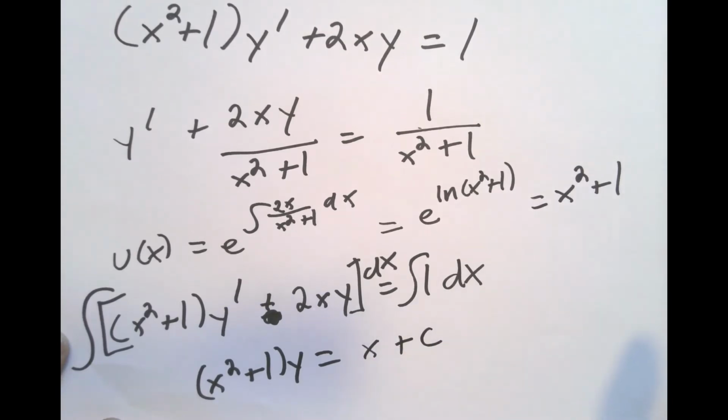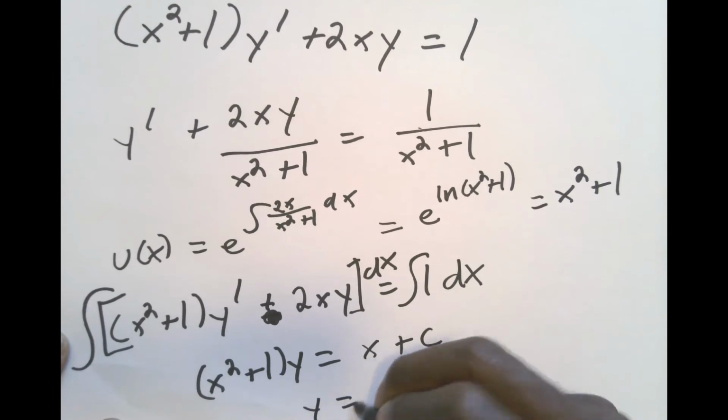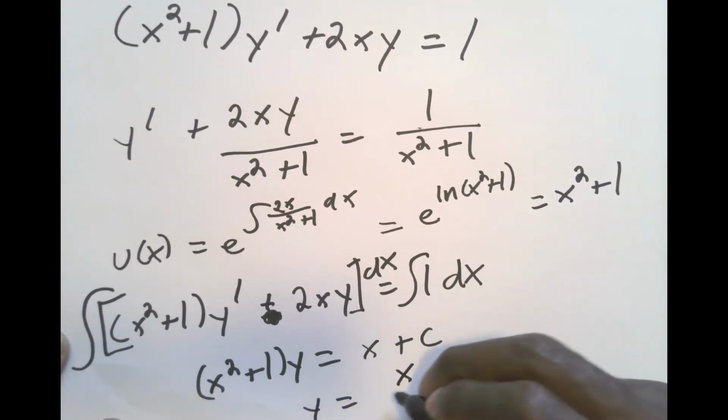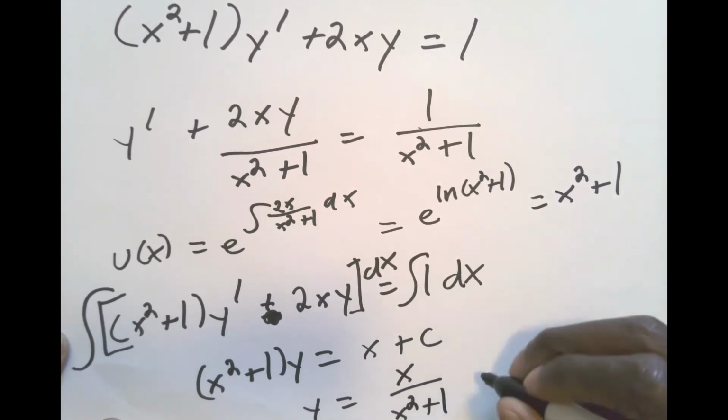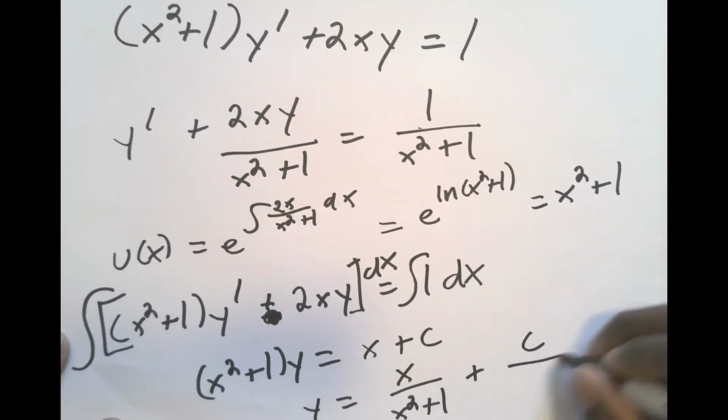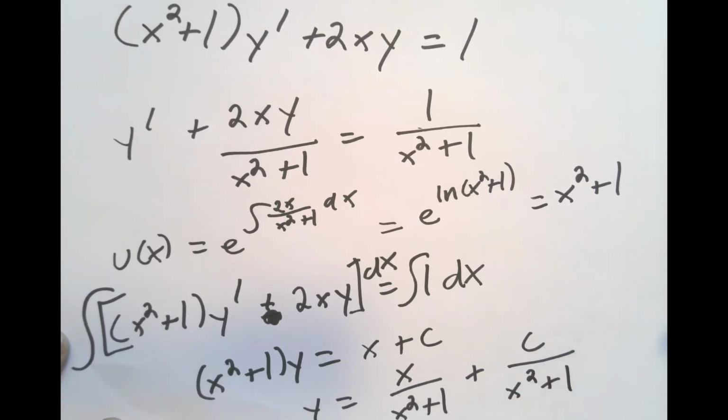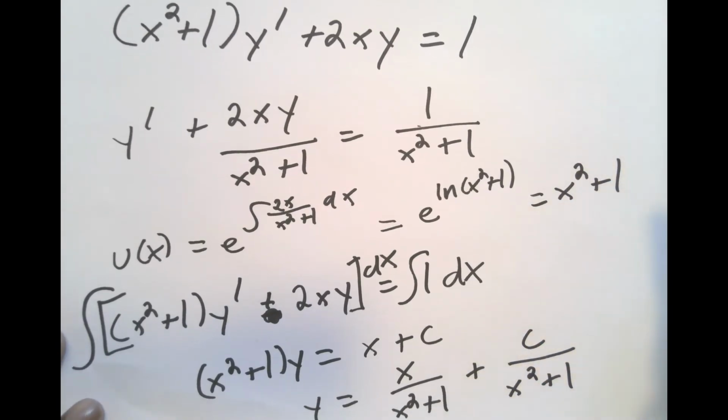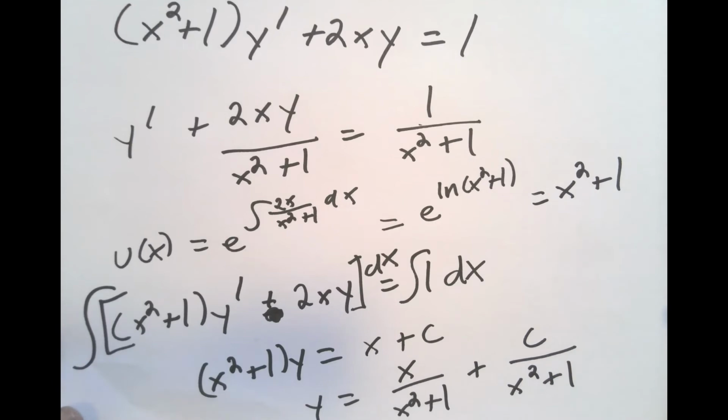There's no initial condition on this particular problem. And so the last thing we'll do is divide by x squared plus 1. So y would be x over x squared plus 1 plus c over x squared plus 1. I guess I could have just put x plus c over x squared plus 1. All right, so that's the solution for that particular differential equation. Let's look at our next example.